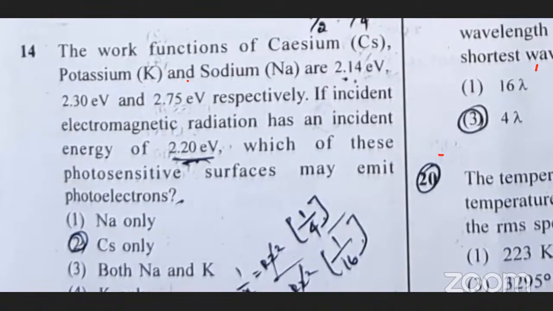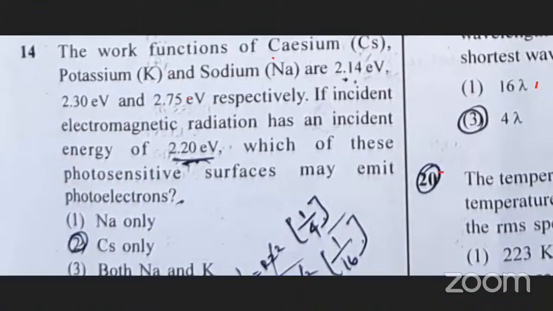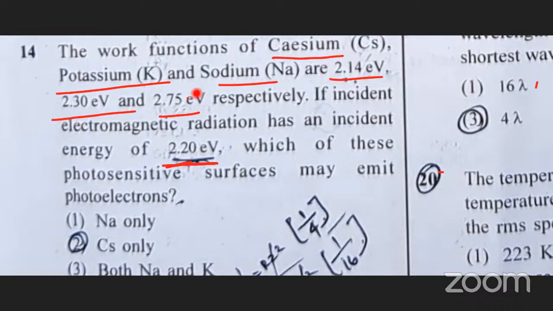So next we are going to the work function of the cesium that is given. Cesium, potassium, and sodium are given. It's 2.14 electron volt, 2.30 electron volt and 2.75 electron volt respectively. So the incident electromagnetic radiation has an energy of 2.20. The work function is nothing but the minimum energy required to remove the electron from the metal surface. So to remove the electron from the cesium, we need 2.14 electron volt. But in case of potassium and sodium, it requires 2.30 and 2.75 electron volt. But the incident radiation has only 2.20.